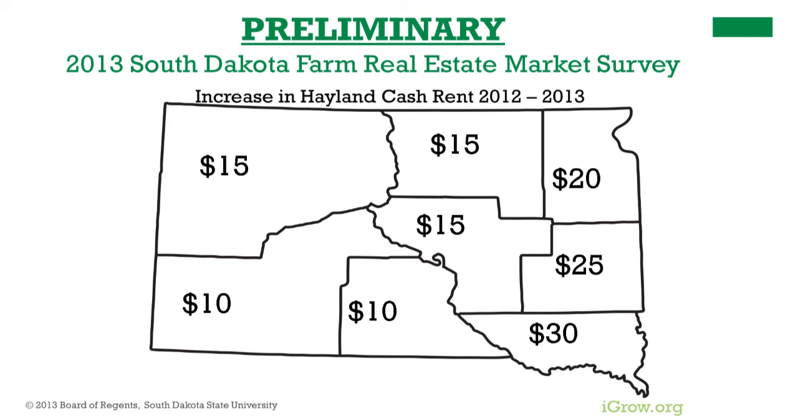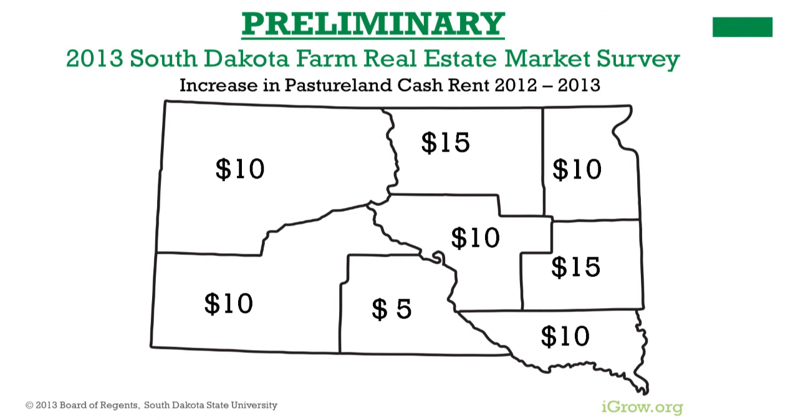As far as hayland, maybe a little more consistency here. We see a lot more $10 to $15 increases for 2013. Still some strong increases on the eastern side of the state, with the strongest increase coming out of the southeast region. And then as far as pasture land, a lot more consistency. Generally across South Dakota, pasture land cash rent per acre rates should be going up somewhere $10 to $15, with the exception being that one region that only shows a $5 increase. But again, very preliminary results. We'll have to watch what the final report will be coming out of the survey results.